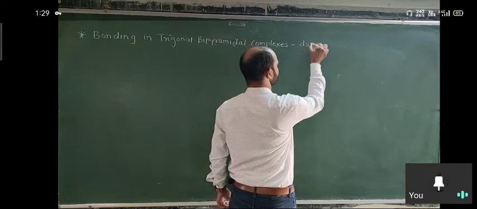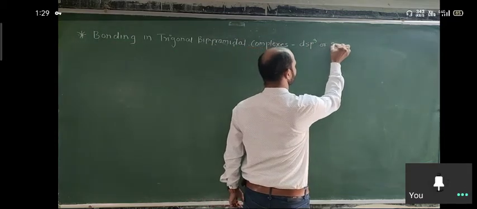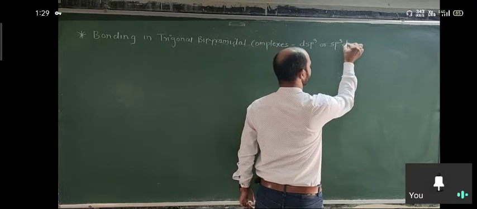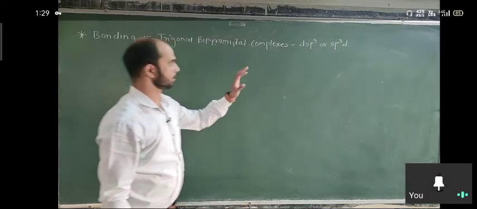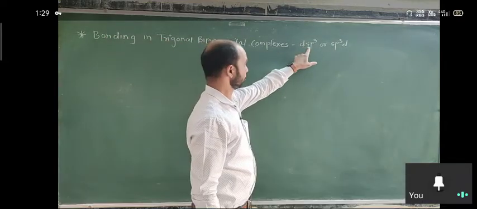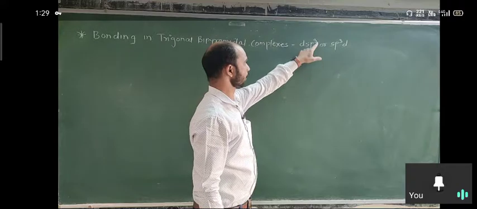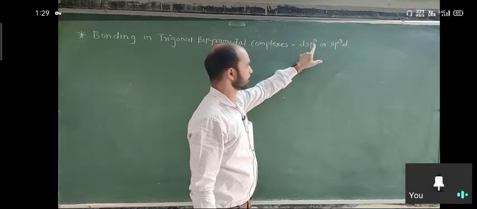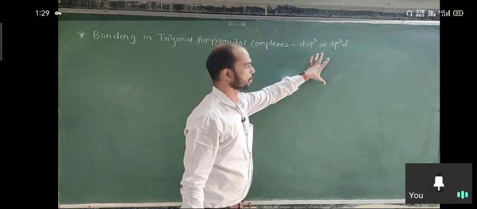dsp3 or sp3d hybridization. That involves 1 d orbital, 1 s orbital and 3 p orbitals. That means 5 orbitals are combined and form the dsp3 hybrid orbitals.